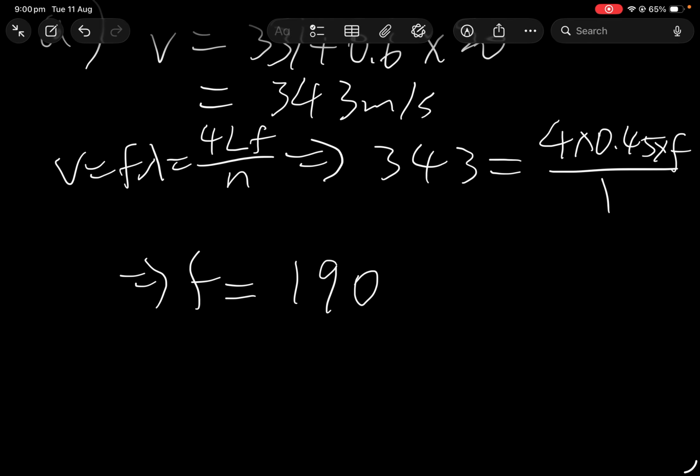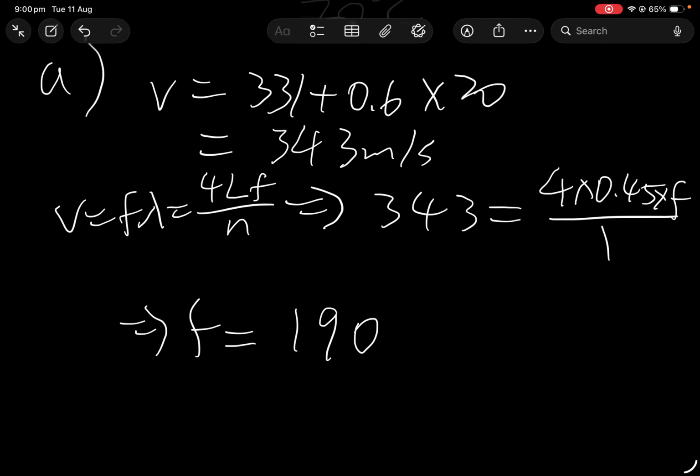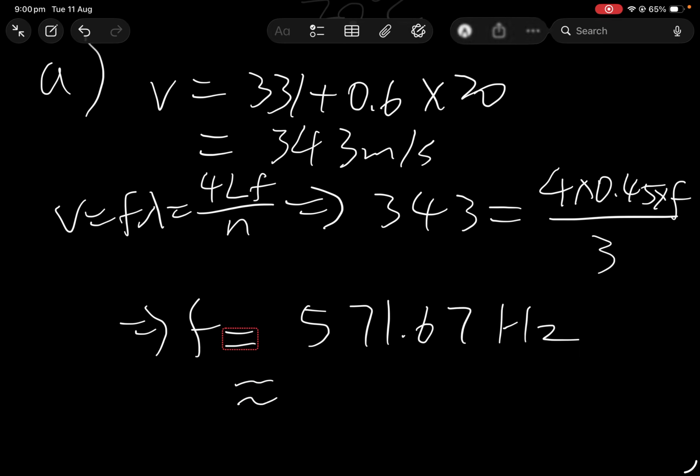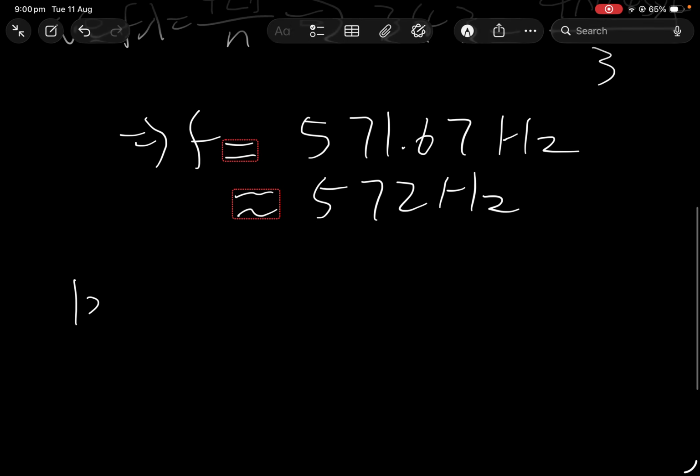No, it says first overtone. First overtone means it's not the fundamental frequency, it's the third harmonic, so we times by 3. So we get 571.67 hertz, which equals 572 hertz, because of 3 significant figures.